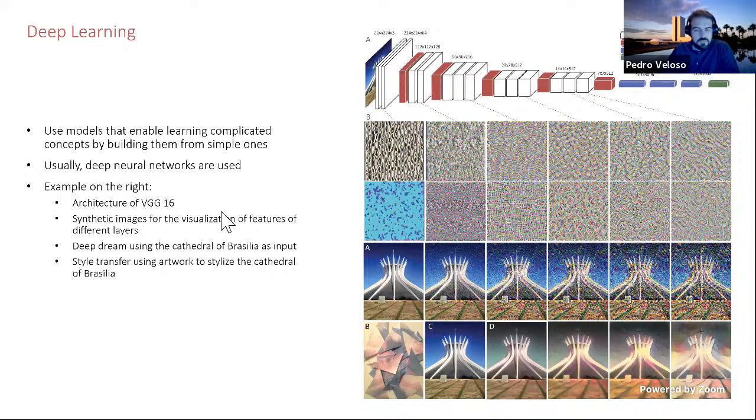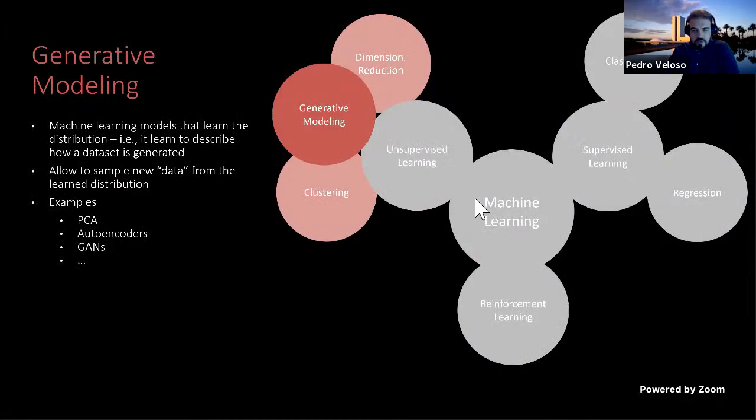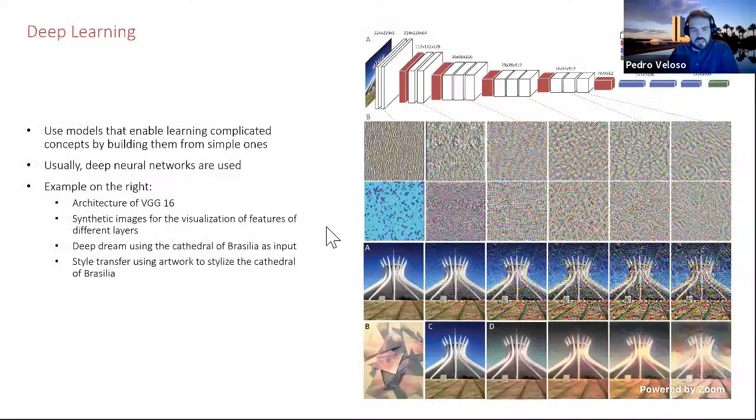Another important concept is deep learning. We've been talking about machine learning, but most of the discussions about machine learning and generative design these days rely on deep learning. The idea of deep learning is that you have a computational model that learns complicated concepts by building them from simple ones. It creates a hierarchy of concepts and uses those representations to solve a certain task.